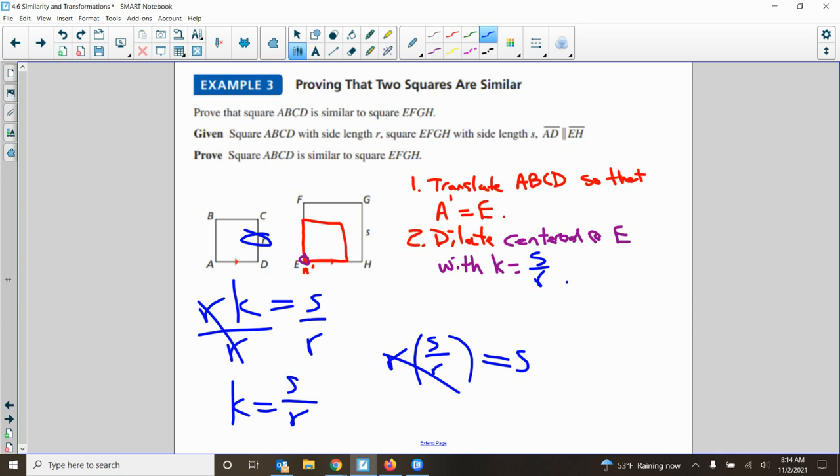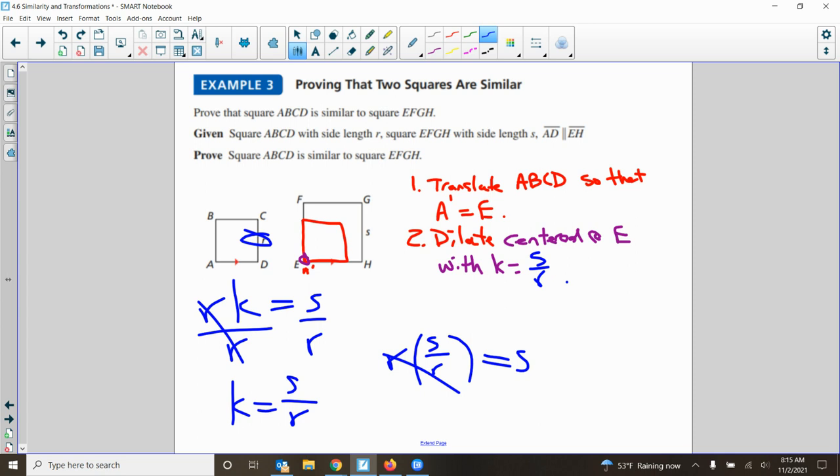You gave me two pieces of information of dilation. You told me the center point, which in this case was A prime or E, either one would work. And you had to tell me the scale factor. In this case, the scale factor has to be S divided by R. If you said R divided by S, I know what you're doing, but the R's don't cancel. It's R times S over R. R's cancel, you're left with an S. Does that make sense?